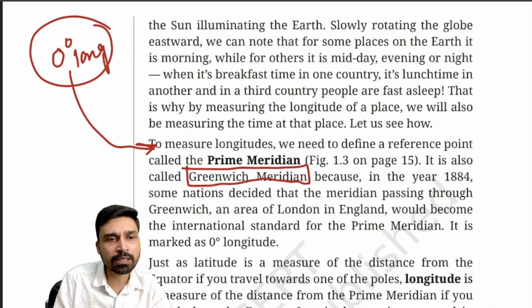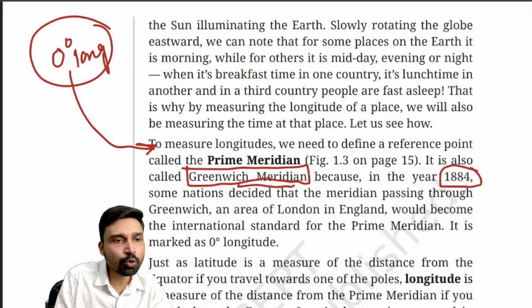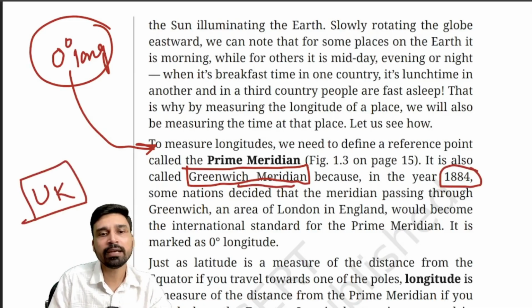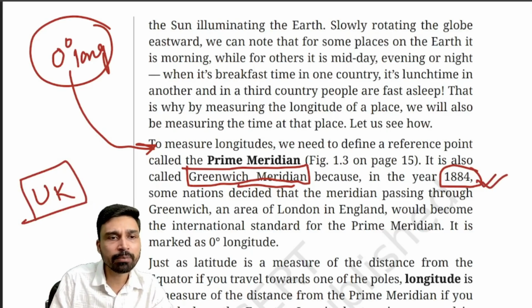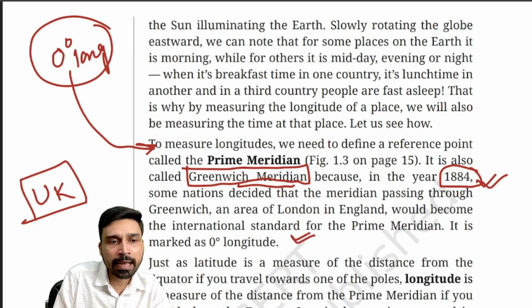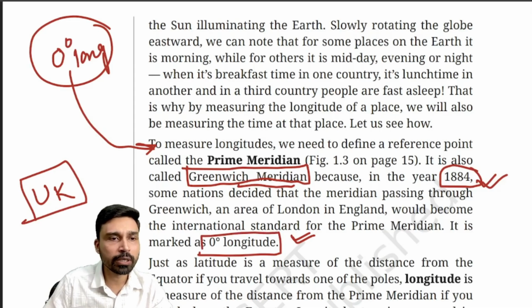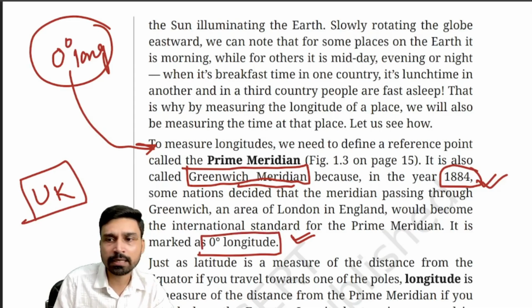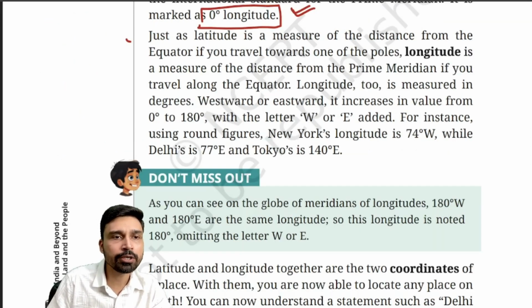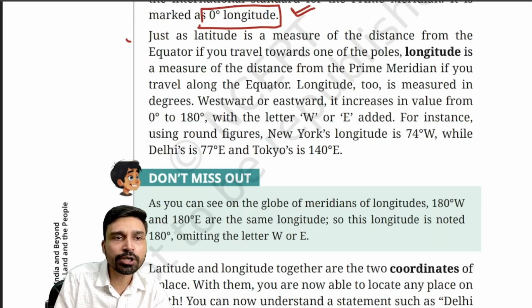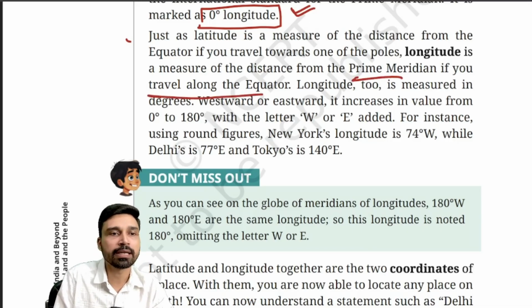Greenwich meridian is not chosen because of its geographical importance. Simply, in the early days, UK used to be the seat of all scientific and technological development. That's why in the year 1884, some nations decided that the meridian that passes through Greenwich, that is passing through London, which was the capital of UK, would be considered the international standard for the prime meridian and is marked as 0 degree longitude. So, in simple terms, latitude is a measure of distance from the equator if you travel toward one of the poles, and longitude is a measure of distance from the prime meridian if you travel along the equator.